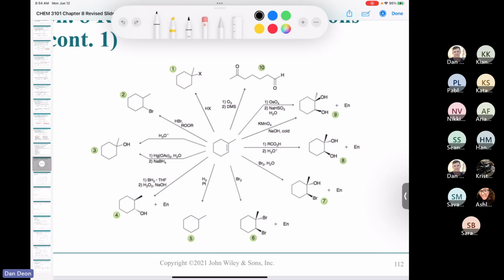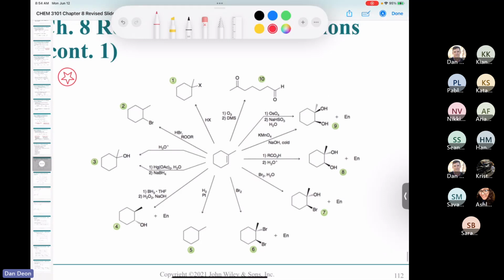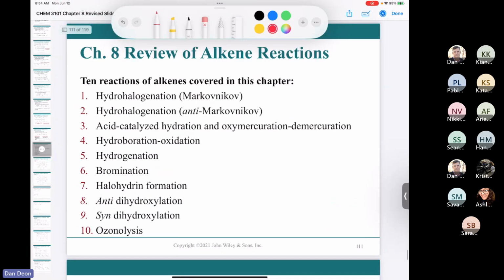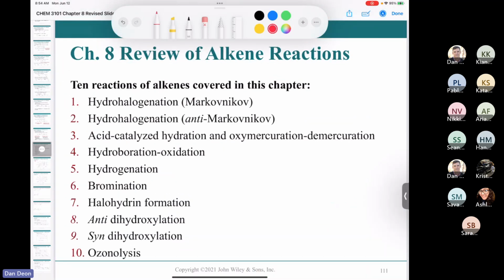Yeah, I think it would be a great idea to print this slide maybe and put it somewhere important and practice these reactions over and over and over. Very, very important slide. And if you go on the previous slide or the slide before that, it covers the names of all of those reactions. And of course, I'm going to refer to these time and time again throughout the chapter.